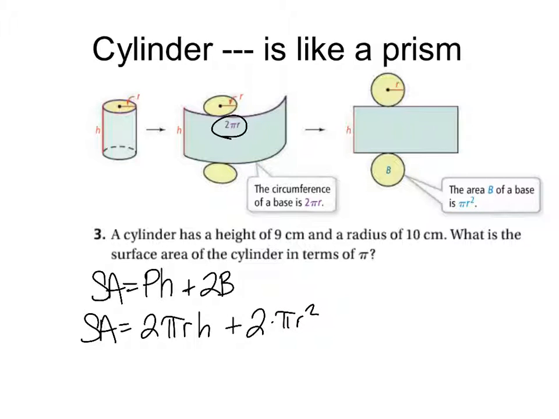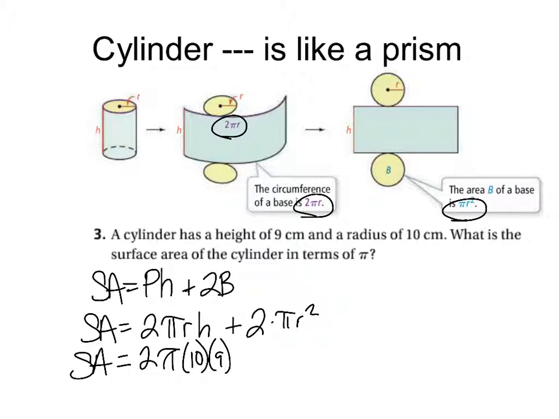Plus 2, and then a capital B means area of the base. The base happens to be a circle, so that's going to be the area formula for a circle, pi r squared. Now you do not need to remember that. What you do need to remember is the area of the base formula and the circumference formula, and you'll fill that in as you go. I'm going to fill in numbers. Surface area equals 2 times pi, and then let's read up here. A cylinder has a height of 9 centimeters, a radius of 10. What is the surface area of the cylinder in terms of pi? So this time we're not going to round. 2 pi, the radius is 10, the height is 9. Plus 2 pi. The radius was 10, so I'm going to take 10 squared.